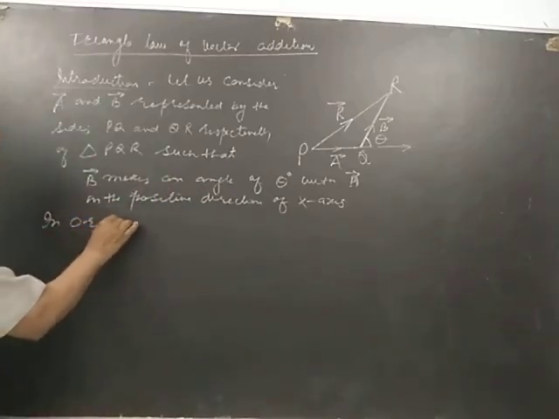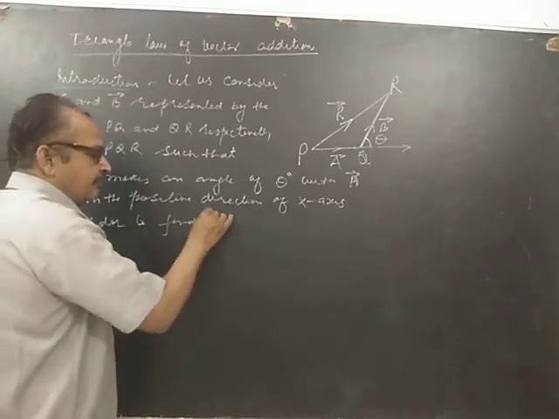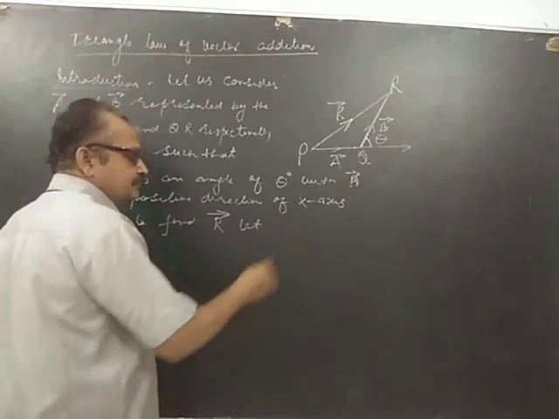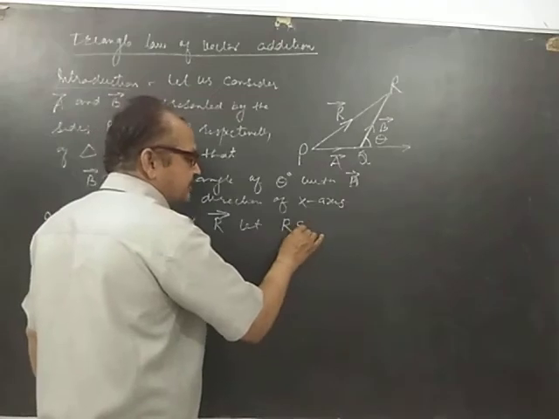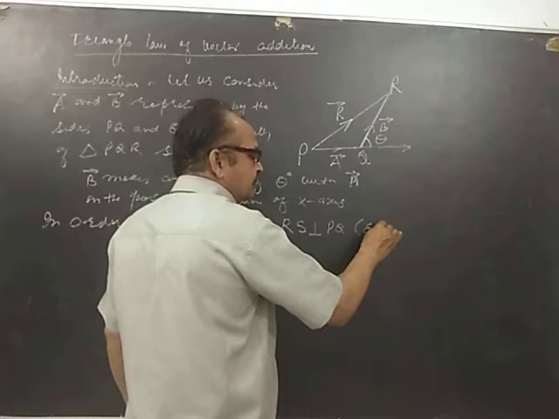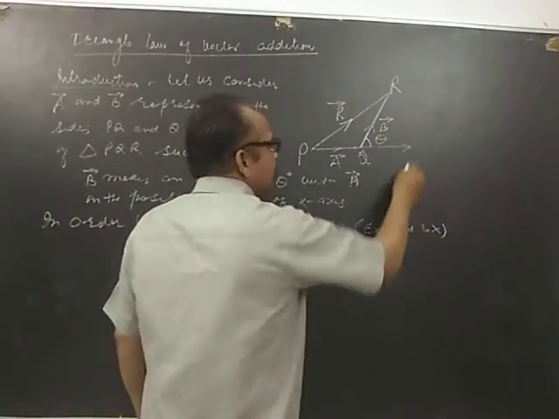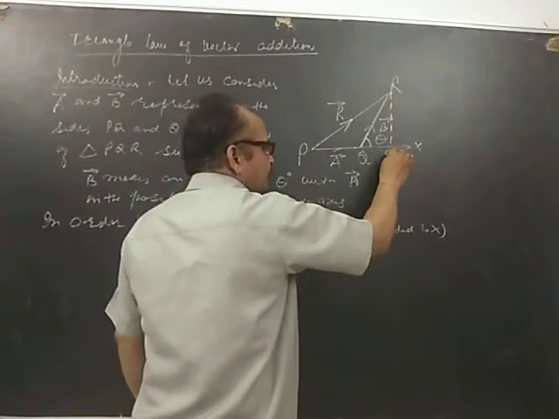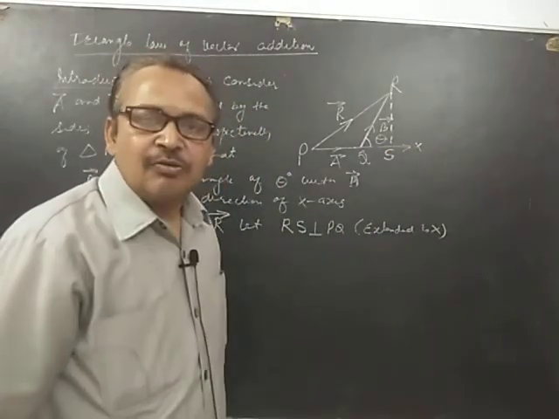In order to find the vector R, let us draw a perpendicular RS over PQ, which is extended to X. We have to draw a perpendicular here which will be my RS. This is important. Am I clear now?